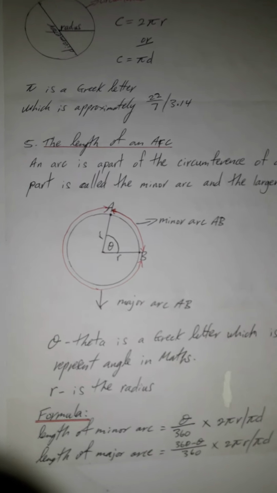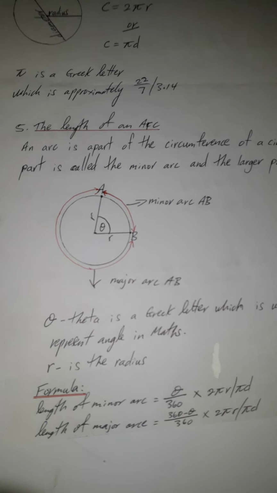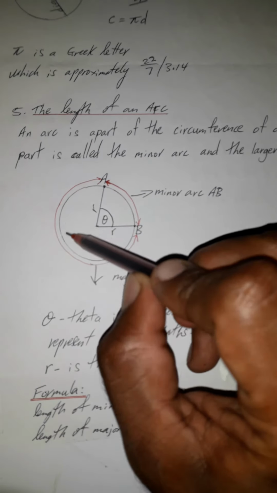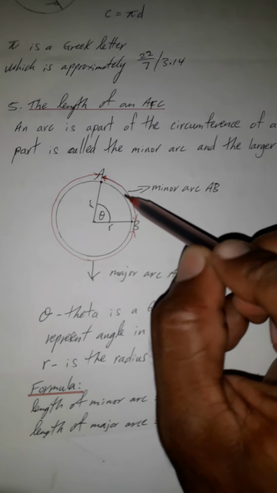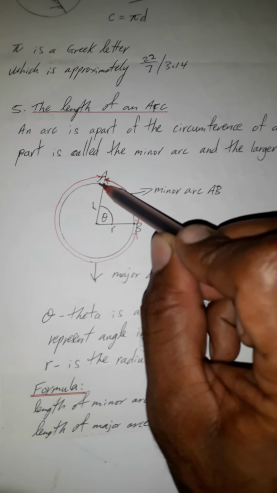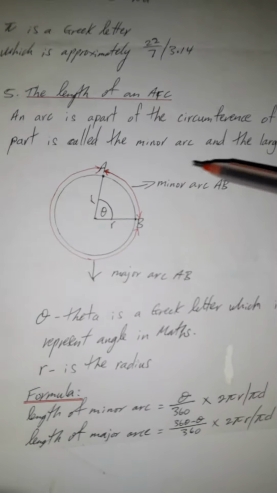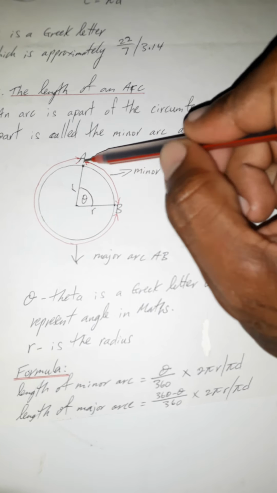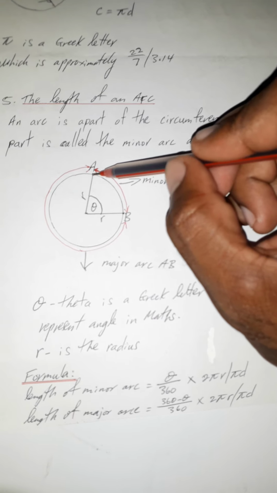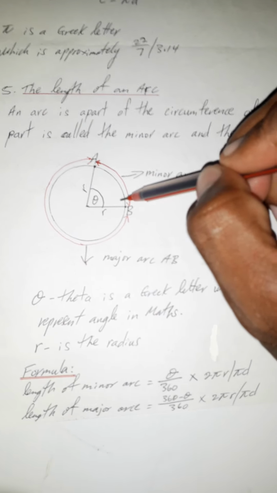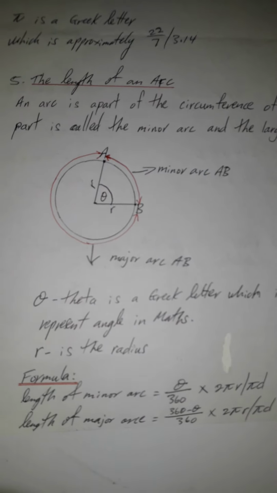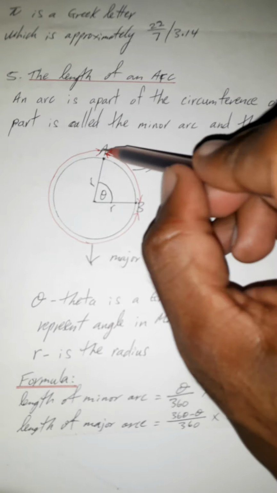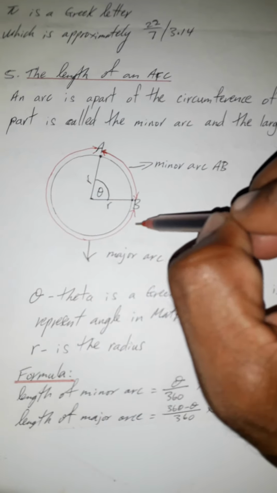Let us move on. The length of an arc. Okay, so we understand that the outer part of the circle is what we call the circumference. Sometimes we might not need to find the entire distance around a circle. We might just need to find a particular distance around the circle, probably from A to B. We need to find this part. So the arc is divided into the minor and the major arc. The minor arc is the smallest one, and the major arc, this part, the bigger one, is the major arc.